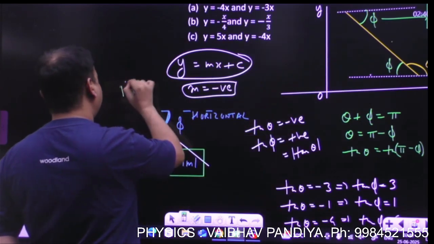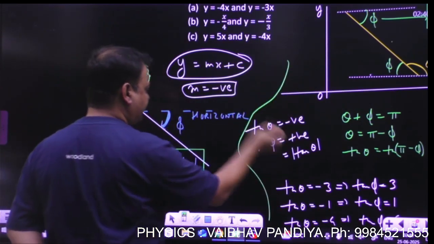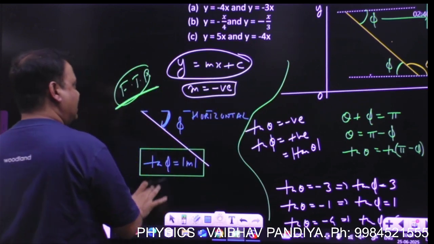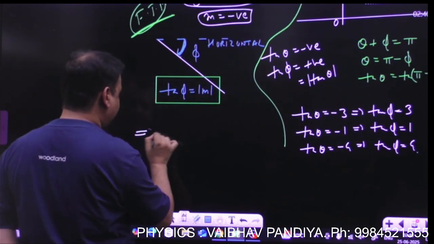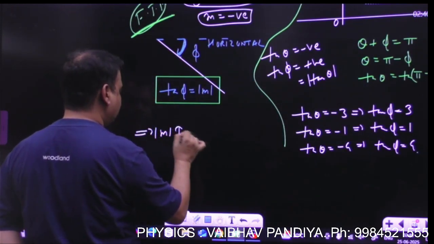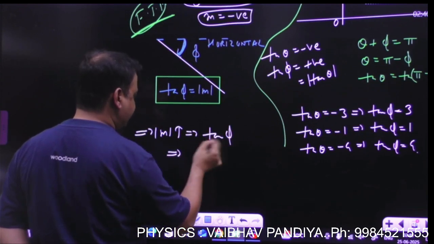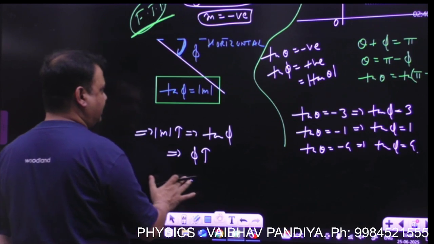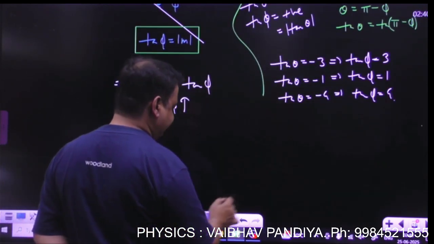Got it? This is a fingertip which we have to keep in mind. That is the background, which we have seen, of how we are coming to this fingertip. This is the fingertip point for application: mod of m. Higher the value of mod of m, higher will be the value of tan phi, and you know from 0 to 90 tan is an increasing function, so higher will be the value of phi. Greater will be the inclination.